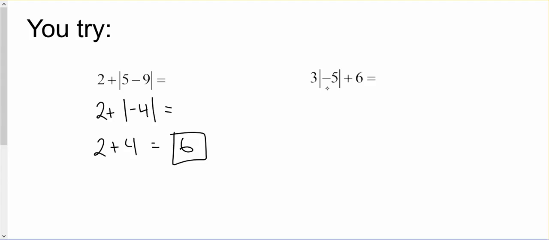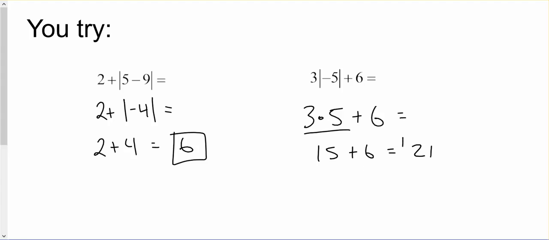Our next one, this is 3 times. When there's no sign in between, that's a multiplication. So the absolute value of -5 is 5, so this is 3 times 5 plus 6. And now we're just following our order of operations. 3 times 5 is 15. And 15 plus 6 makes 21.